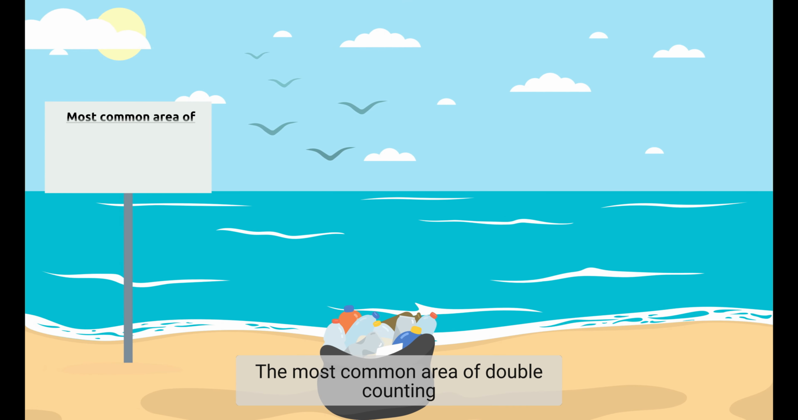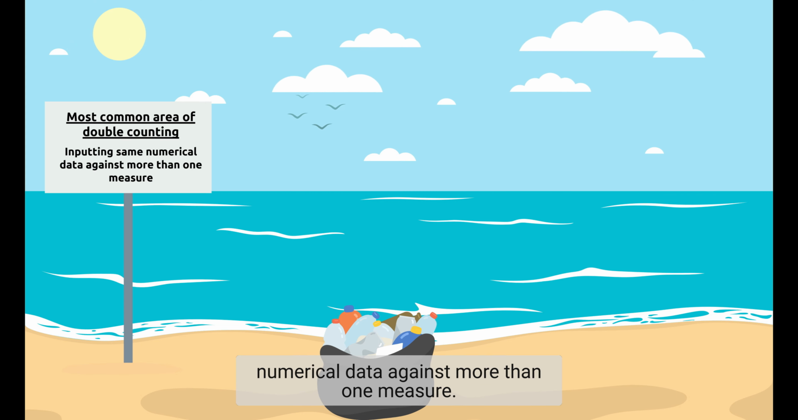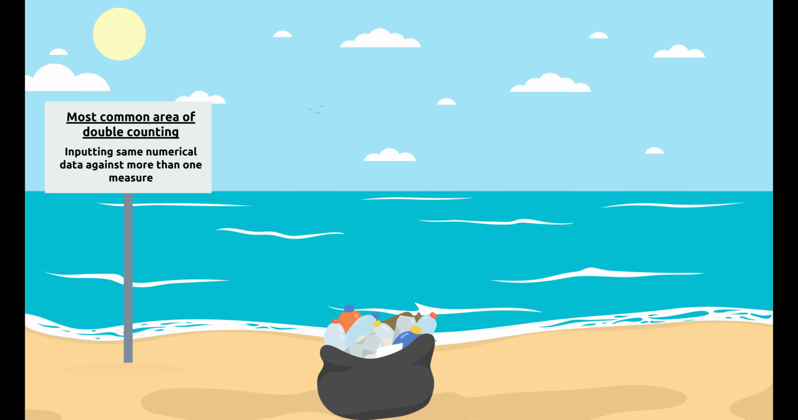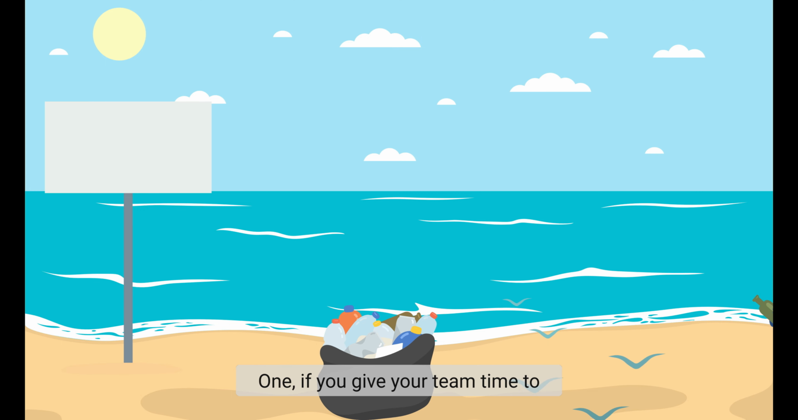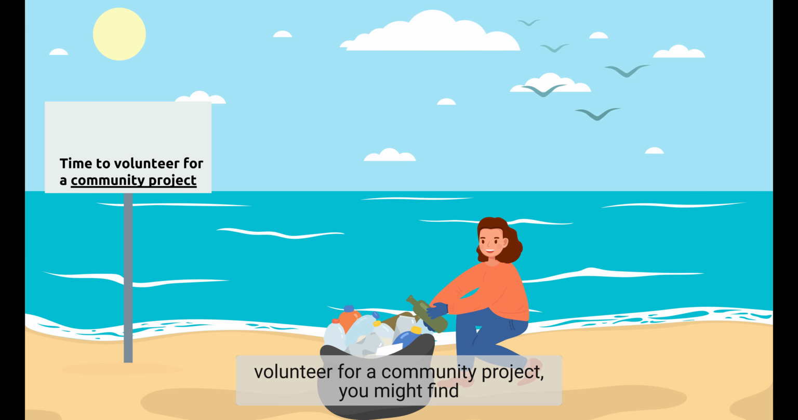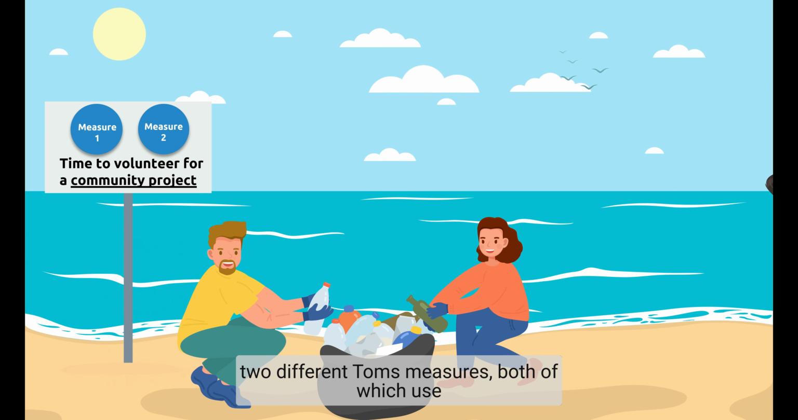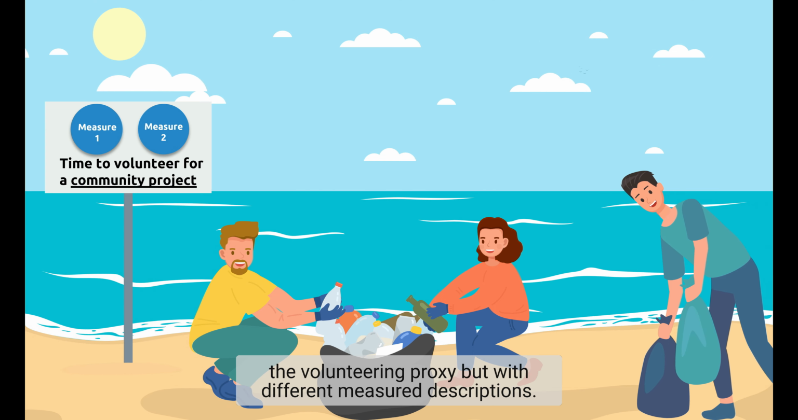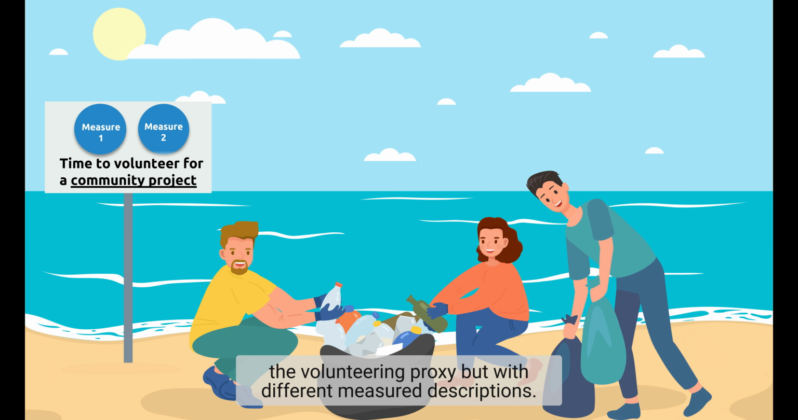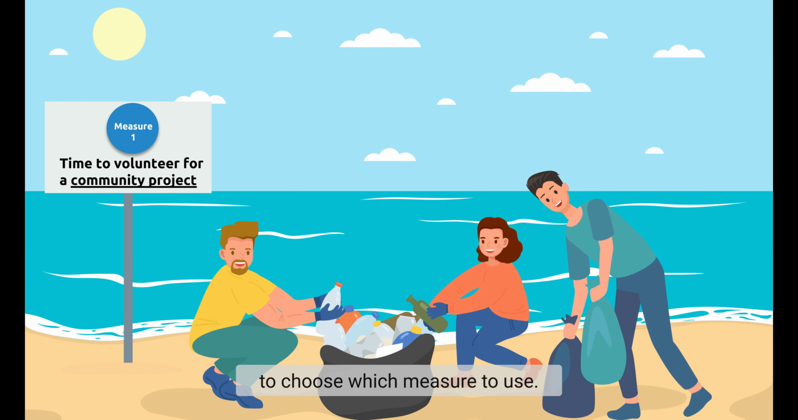The most common area of double counting in the TOMS is inputting the same numerical data against more than one measure. Let's take a simple example. Example 1. If you give your team time to volunteer for a community project, you might find the description of the activity can fit under two different TOMS measures, both of which use the volunteering proxy but with different measure descriptions. In this situation, you should only record the volunteering time once, so you need to choose which measure to use.